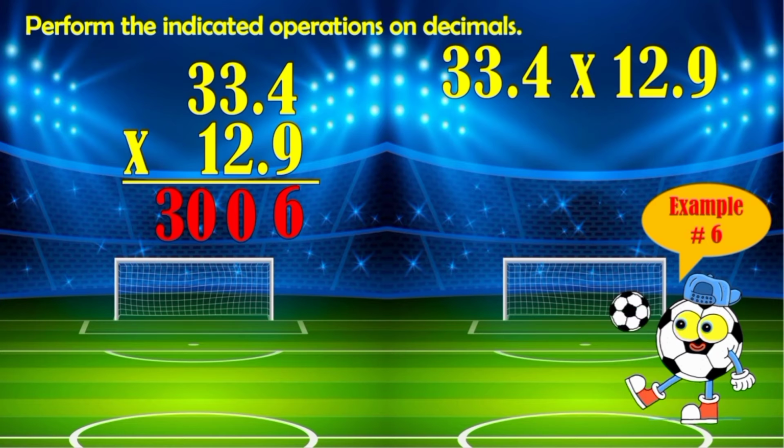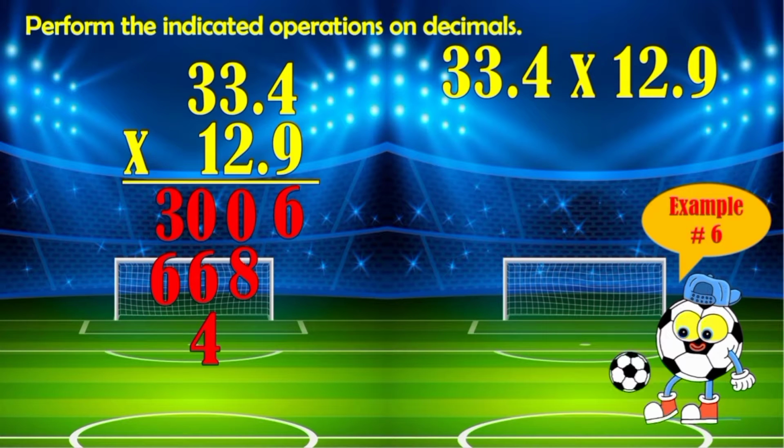Let's proceed to the second term. 2 times 4, that is 8. 2 times 3 is 6. And 2 times 3 is 6. For the last term, we have 1 times 4 is 4. 1 times 3 is 3. And lastly, 1 times 3 is 3.